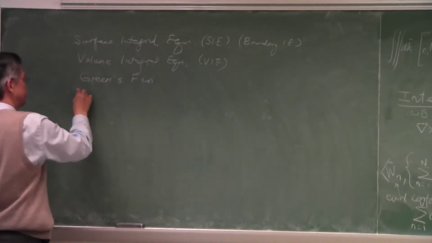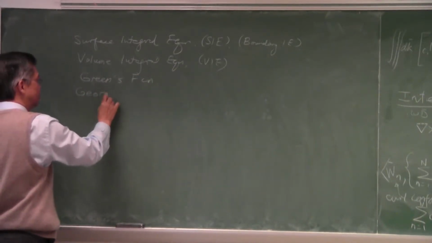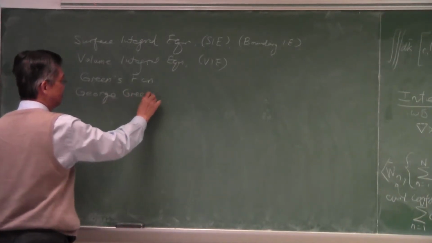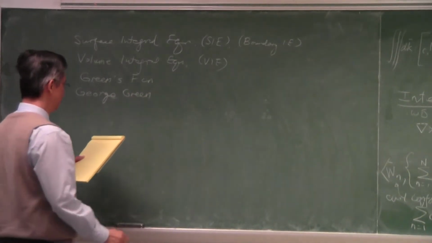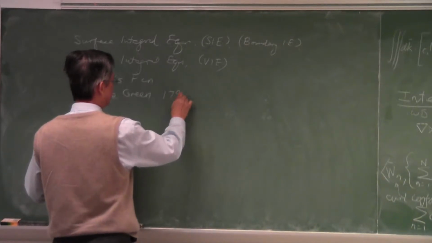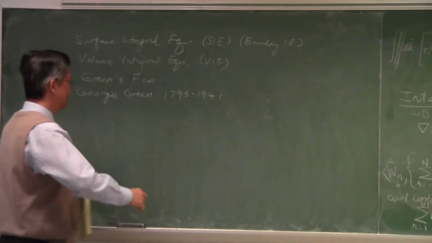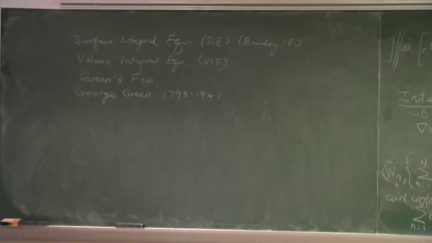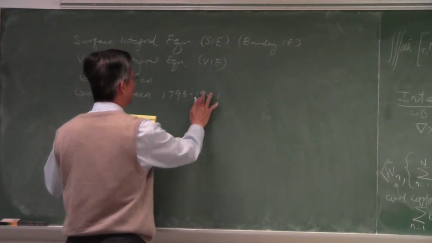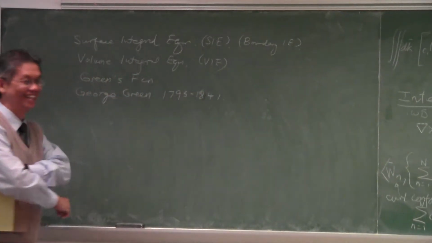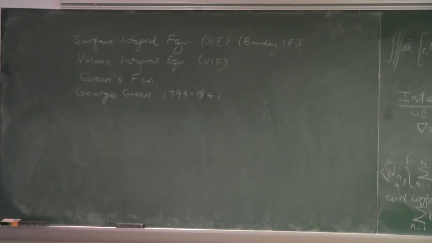Okay, Green's function was invented by George Green. And George Green lived from 1793 to 1841. And you see that he didn't live very long. He lived about under 50 years old. Okay?